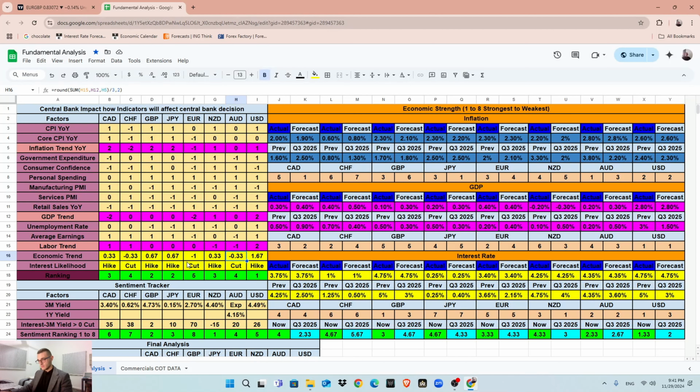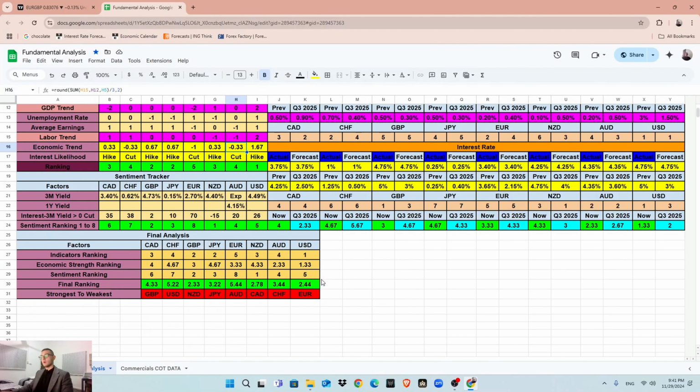What I added is the ranking part because I was manually choosing which currencies are strong and which currencies are weak. What I saw is that I made a mistake this week by choosing the wrong currency pair, which led me into a loss. But I also ranked the sentiment analysis.